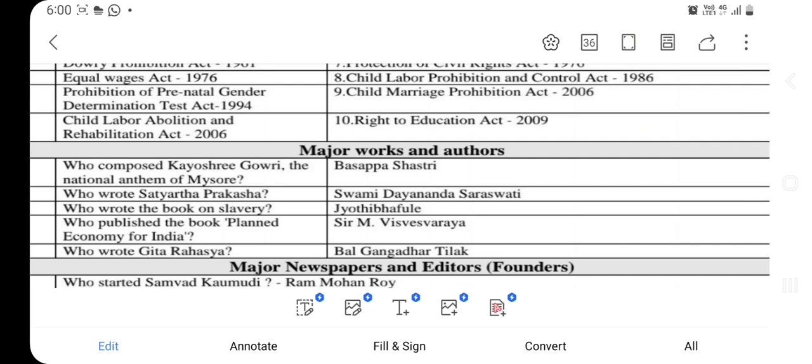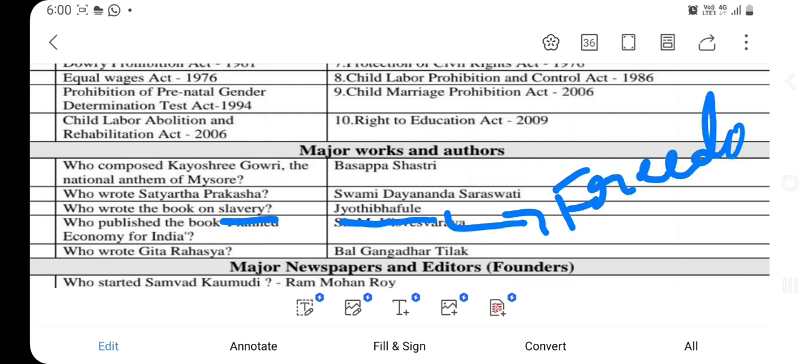Shraddhananda started the purification movement. Purification means bringing back to Hinduism those who had converted to other religions. That is known as the purification movement. Next, who wrote the book Slavery, or Gulamagiri? Mahatma Jyotiba Phule.